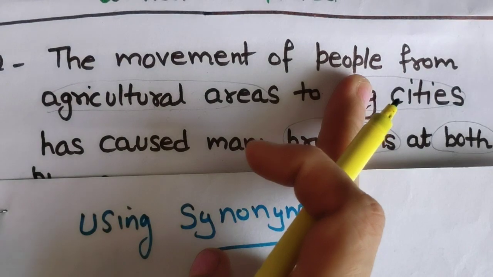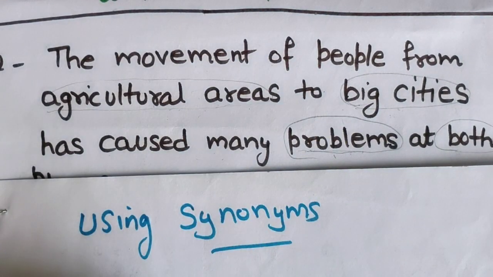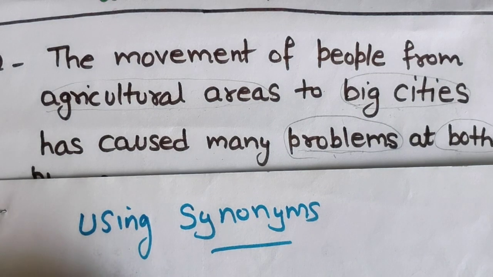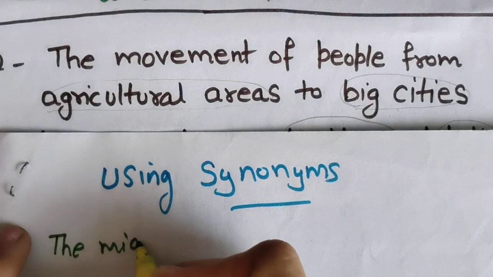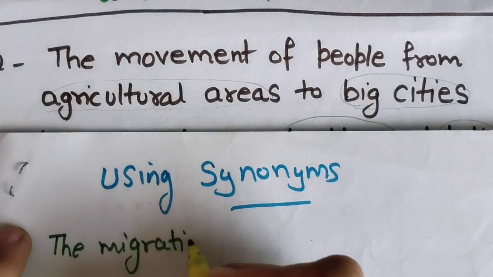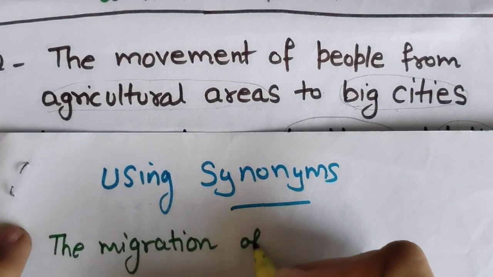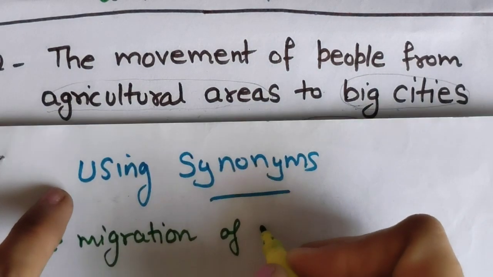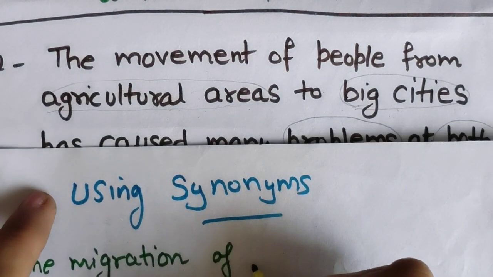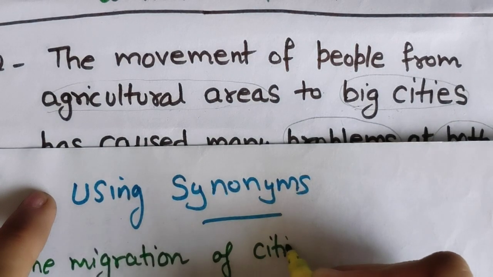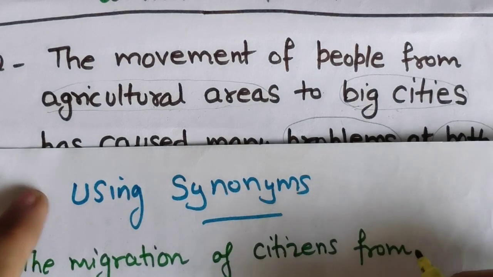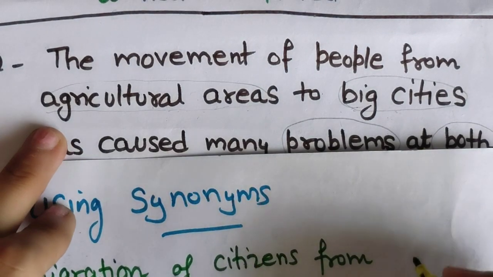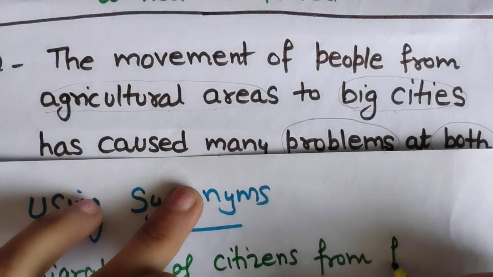The movement of people means from one place to another. What does it mean? You can say, the migration of, instead of people you can say citizens, from farming lands.